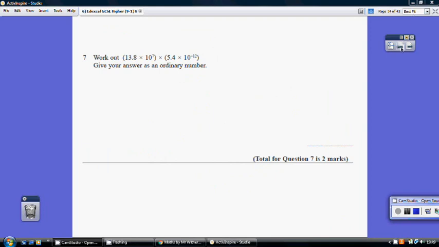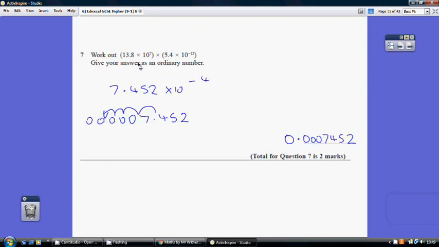Question 7. Given this is a calculator paper, I would just pop this straight into my calculator, and you get 7.452 times 10 to the minus 4. Now we've got to give our answer as an ordinary number, so we have to adjust this. So set up as workings, your 7.452. It's a minus power, so we know the number's got to be small, so pop some noughts to the left of the number, and then just hop the decimal point along 4 places.